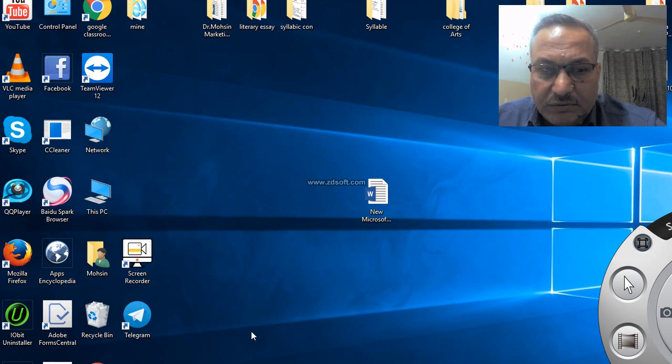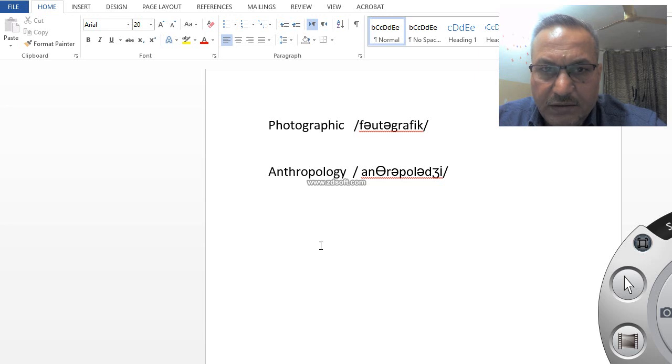Let's take an example. As you see here, the first word, photographic, and this is the phonemic transcription of photographic. How many syllables does this word contain? The first syllable pho, the second syllable te, the third syllable graph, and the fourth syllable ik, photographic. Good. Which syllable is stressed? The third syllable, graph, is stressed.